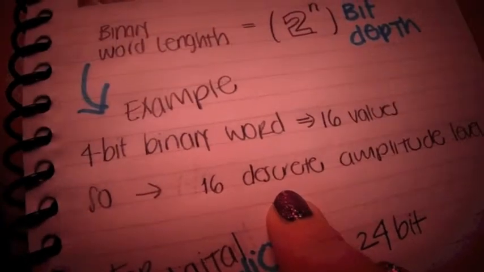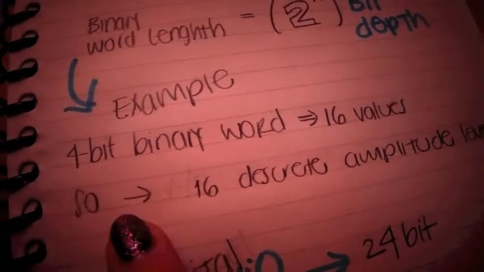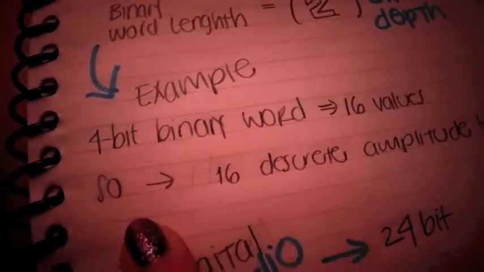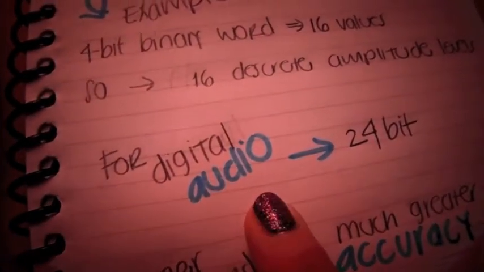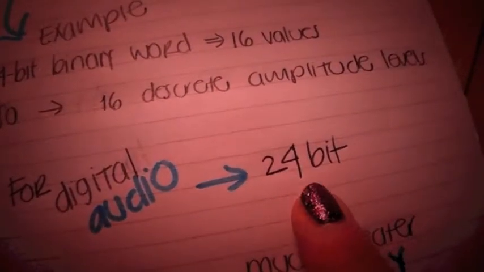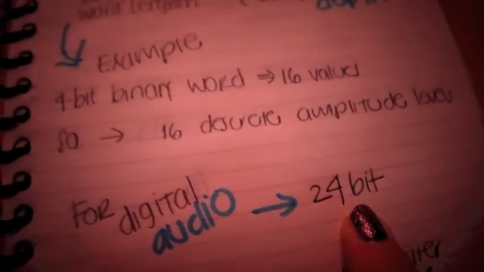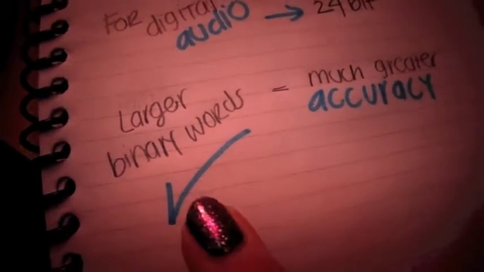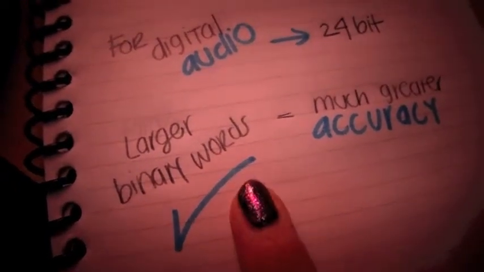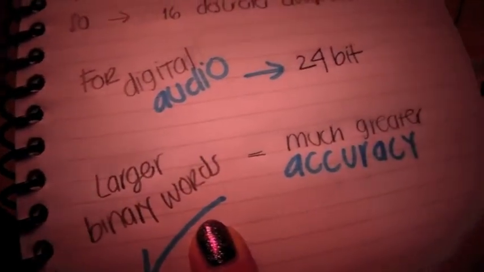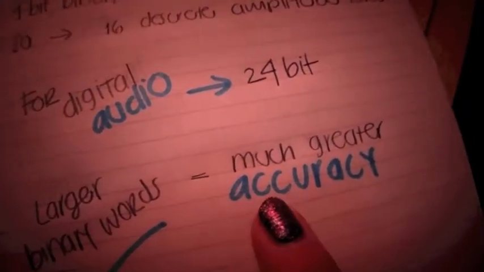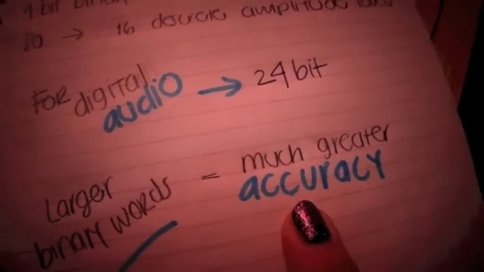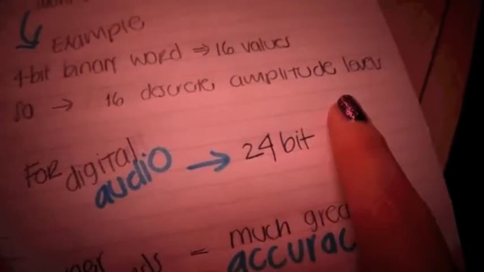In digital audio, we usually need something larger. So for digital audio, like I said, we need something like 24-bit. So 4-bit is actually not useful. So in conclusion, we want larger binary words because this helps us to represent the amplitude levels with much greater accuracy.